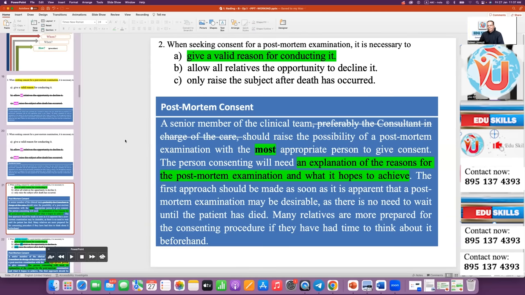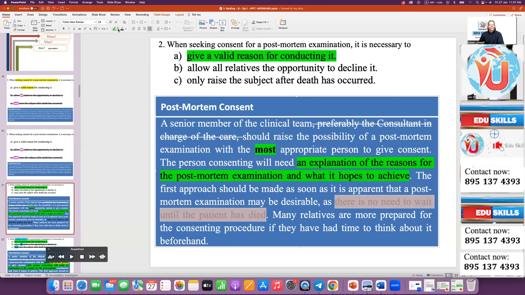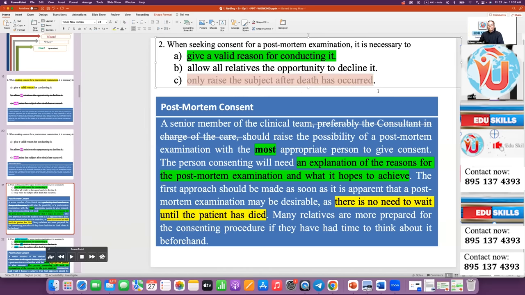So the first approach should be made as soon as it is apparent that a postmortem exam may be desirable, as there is no need to wait. See, there is no need. So clearly it is said, no need to wait until death, which is option? This is opposite of only raise the subject after it has occurred. There's no need to wait until the patient has died. The other one says only raise the subject after death has occurred. Just opposite. So these are the strategies.